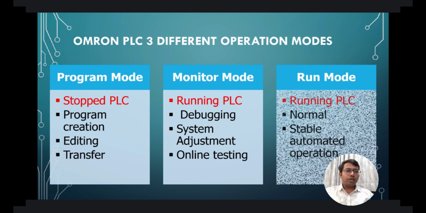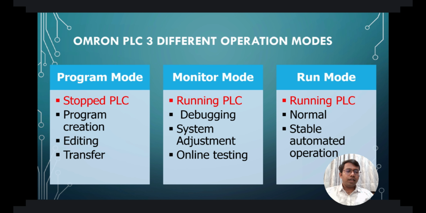The other mode is run mode. In run mode, the PLC is running. In normal use, you can have automated operation. You cannot change any other values in run mode.